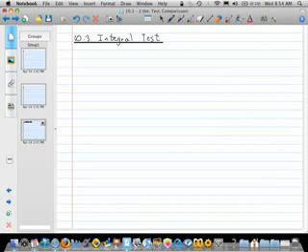But I want to look at this series in particular. It's the sum, n equals 1 to infinity, of 1 over n times the square root of n. And the question is, does that converge?